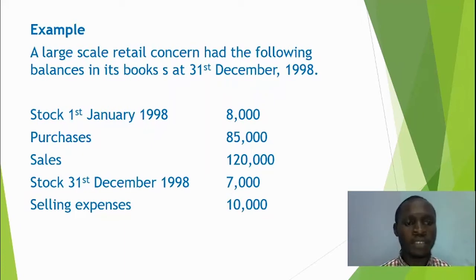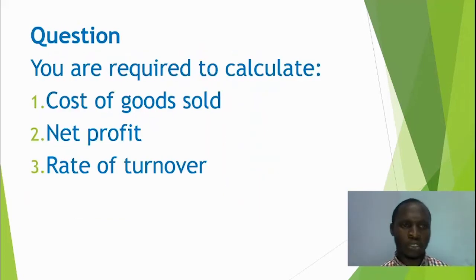Stock 1st January 1998 implies the stock at the beginning of the year, which is the opening stock. Stock 31st December 1998 implies the stock at the end of the year, which is the closing stock. Selling expenses are expenses that were incurred while the firm is trying to sell its products. The question now is, we are required to calculate the cost of goods sold, the net profit, and the rates of turnover. So having established the meaning of these, we will be looking at how to arrive at them.